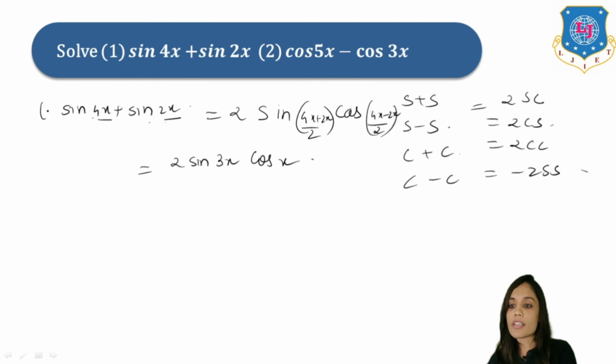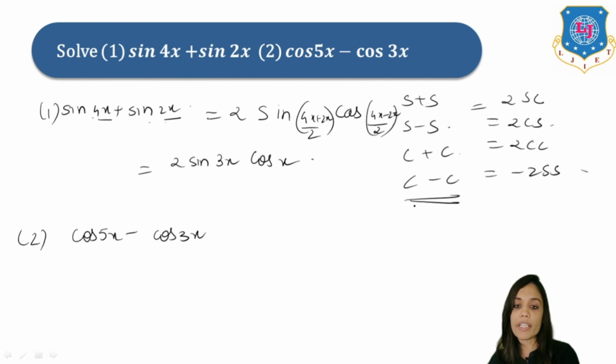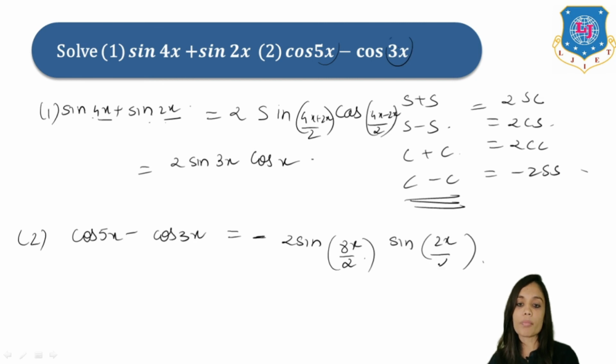Fine. Next, let us solve the next example. So it is cos 5x minus cos 3x. So it is c minus c. So answer will be minus 2 sine into sine. First we have to add, in the second we have to subtract. So now let us add. So 5 plus 3. So we will have 8x upon 2. Now subtract 5 minus 3. It will be 2x upon 2. Fine. So final answer will be minus 2 sine 4x into sine x.